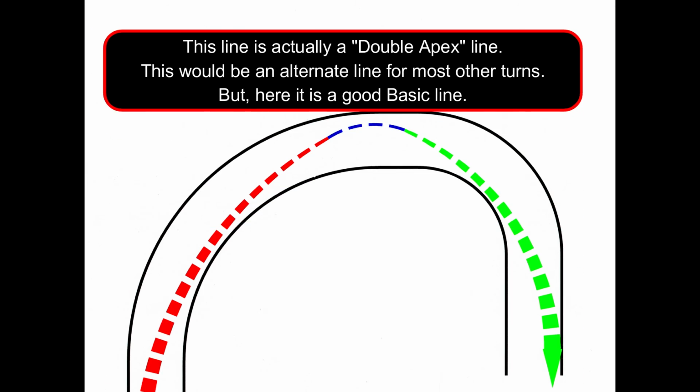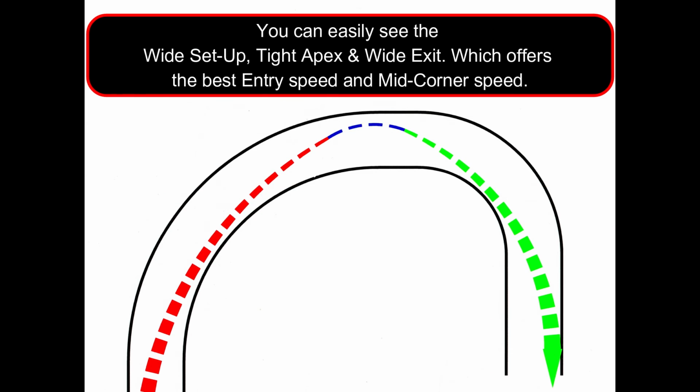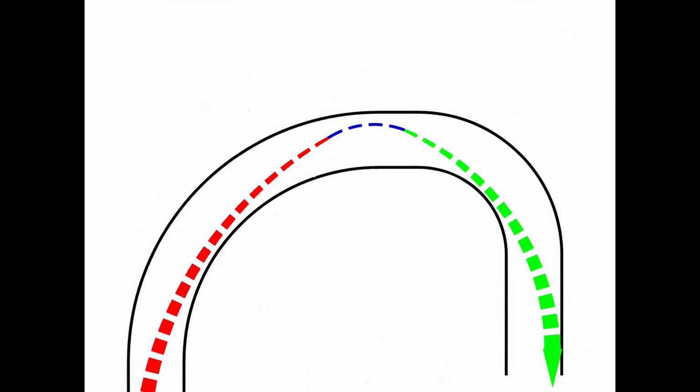Next, we will look at the components of a decreasing radius line. The line is actually a double apex line. This would be an alternate line for most other turns, but here it is a good basic line. You can easily see the wide setup, the tight apex, and the wide exit offers the best entry speed and mid-corner speed in the first half of the turn, shown by the red line.